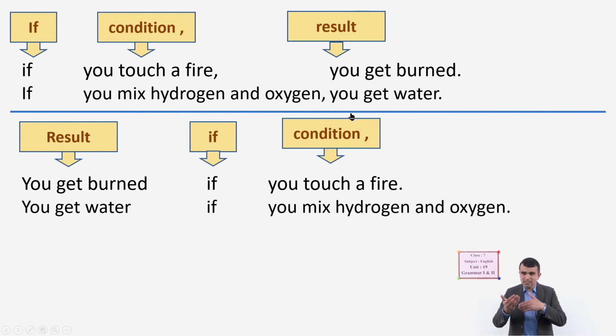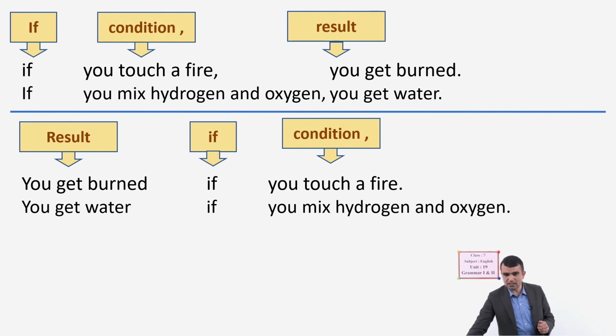The same sentence can be written this way. You can see down here. You get burned if you touch a fire. You get water if you mix hydrogen and oxygen. So this is possible. But remember, if you write the result first and then after that if and condition, do not write a comma. A comma is not used. Got it? Good.